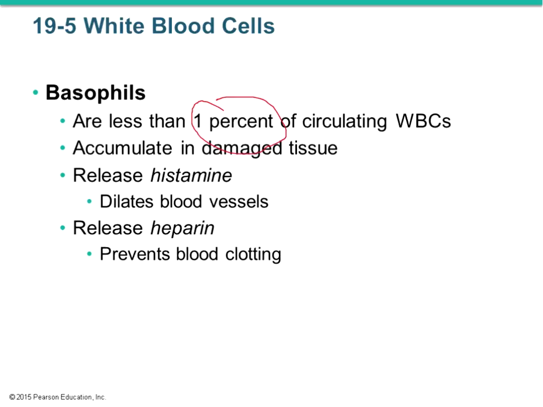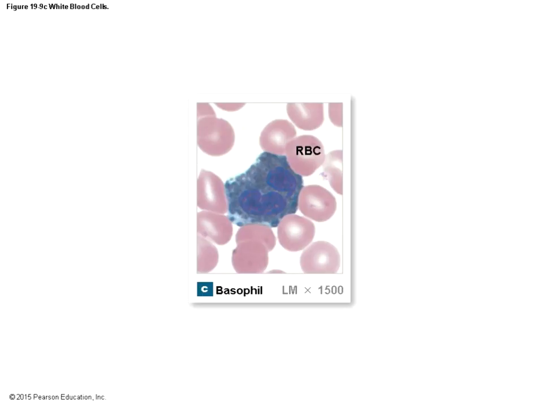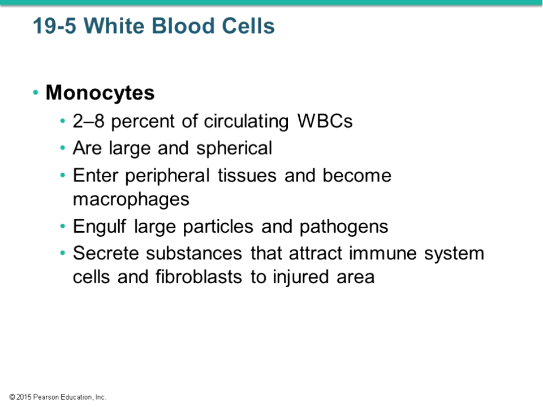Basophils, less than 1%, so you're not going to see too many of these. They can accumulate in damaged tissue and again release histamine and heparin. We talked about that back in AMP1 when we saw these basophils in areolar connective tissue. So those are some functions there. And there's a basophil in terms of its appearance.